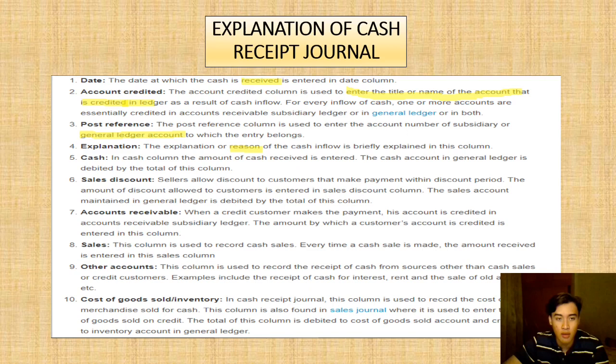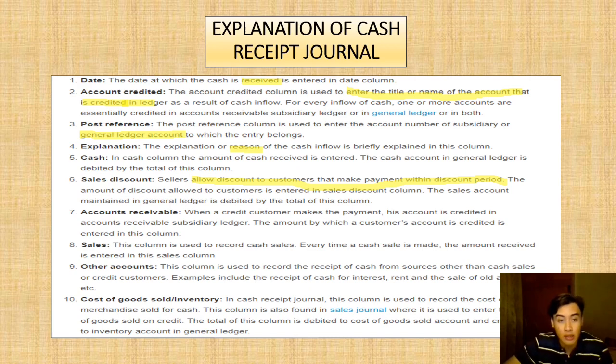And then the next one is sales discount. Sales discount ni kita kena letak berapa diskaun kita bagi dekat customer. Okay, dia cakap here seller allow discount to customer that make payment within discount period. Okay, so mostly kalau customer tu buat dia bayar through credit, the seller will provide the discount for them, nak bagi dia orang bayar awal. So that by here kita kena tulis berapa diskaun yang kita bagi dekat the buyer.